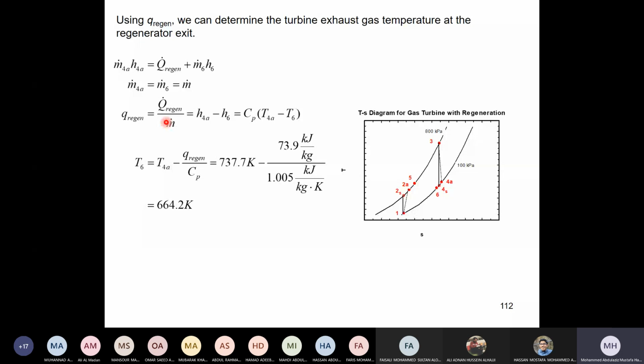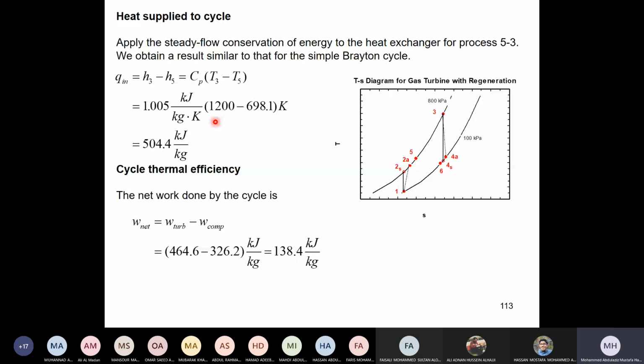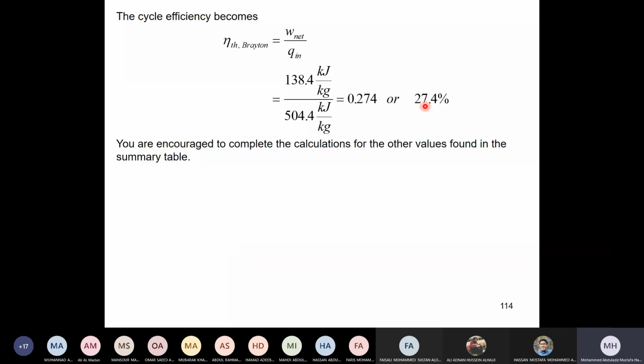But now what's very important here is to calculate Qn. Qn is Cp (T3 minus T5), or H3 minus H5. So now we calculate this and get the thermal efficiency from W net. We calculate W net, and then we calculate the efficiency, which will come to be 27.4%. And this is the thing that I mentioned last time, that for a gas turbine, the efficiency is low.